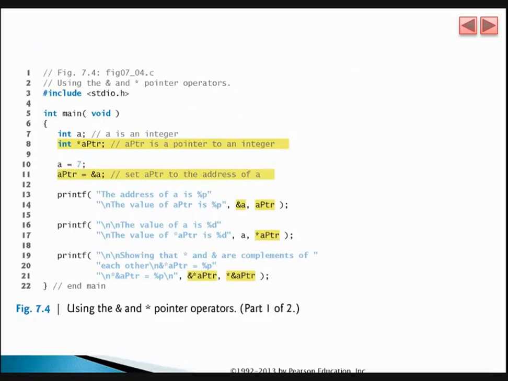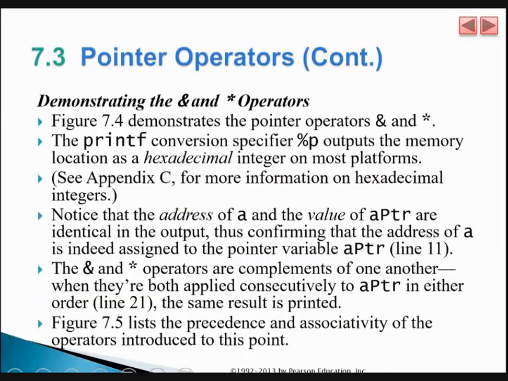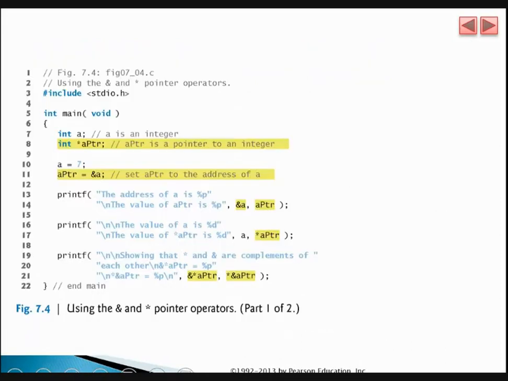So this is the program. If you remember, for printing an address, we use %p, right? We have seen this previously also. %p is a conversion specifier which will print the address of the memory in hexadecimal format. Okay. So now in the program, we will try to print the address of a itself, and then we will try to print the value which is stored at the pointer, just to make it clear how things work inside the memory.